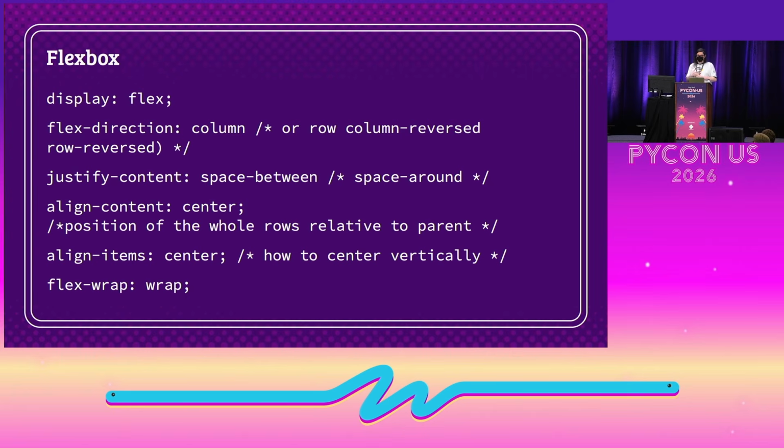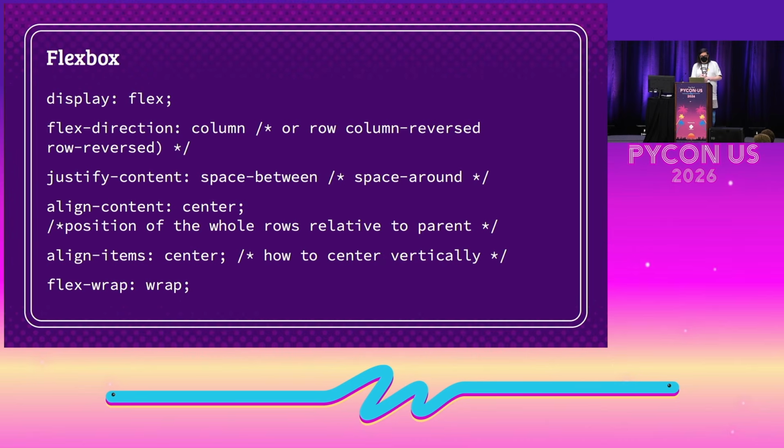Then you have access to justify and align properties. Justification is along the main axis. You have your usual suspects, start, end, center. The two that I really like are space between and space around. They basically divvy up any remaining space in the flex to the spaces between the items, or it includes the start and the end of the row as well with space around.